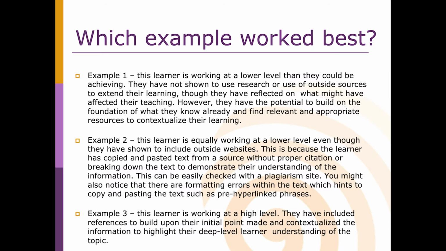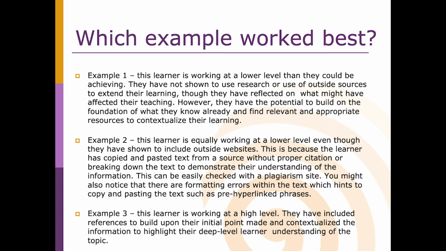So which example do you think worked best? Example 1, the learner is working at a lower level than they could be achieving. They've not really shown to use outside sources or used any research to extend their learning, though they have reflected upon what might have affected their teaching, so they have some understanding of Gibbs's reflective cycle. However, they have the potential to build on the foundation of what they've already known, and they can easily find relevant and appropriate resources to help contextualise their learning. So although it's good and it is their own work, they haven't quite made that level up to the deep learner level because they've not used resources or research to extend it.